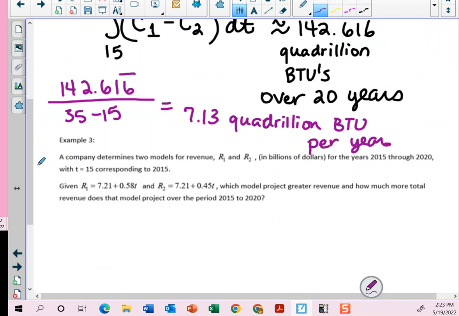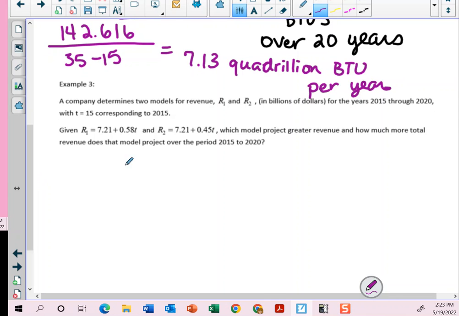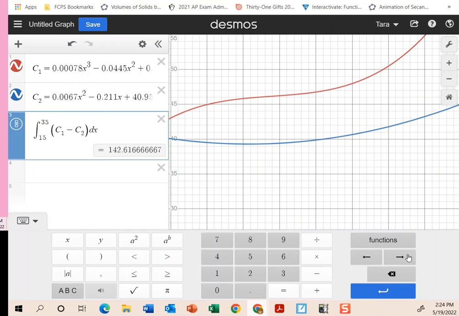Let's do the last one. Revenues. Revenue models. These two revenue models are kind of close to each other.